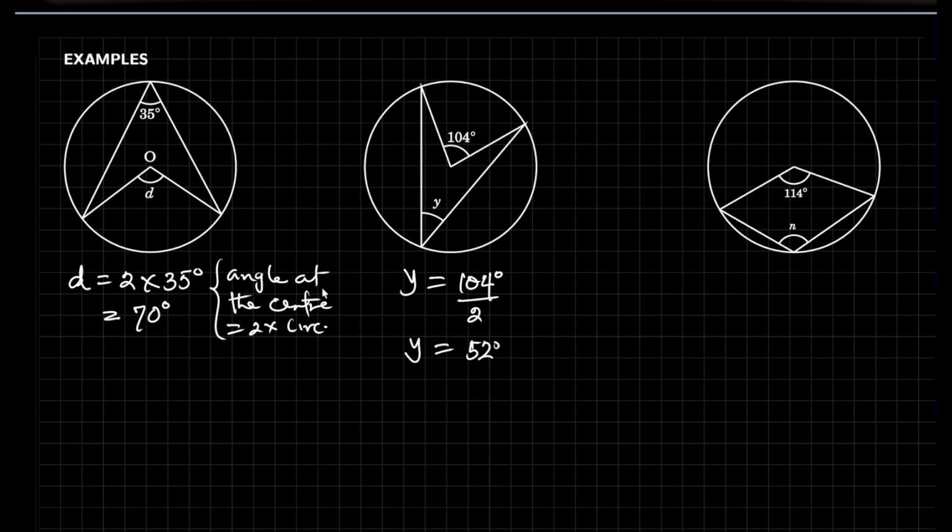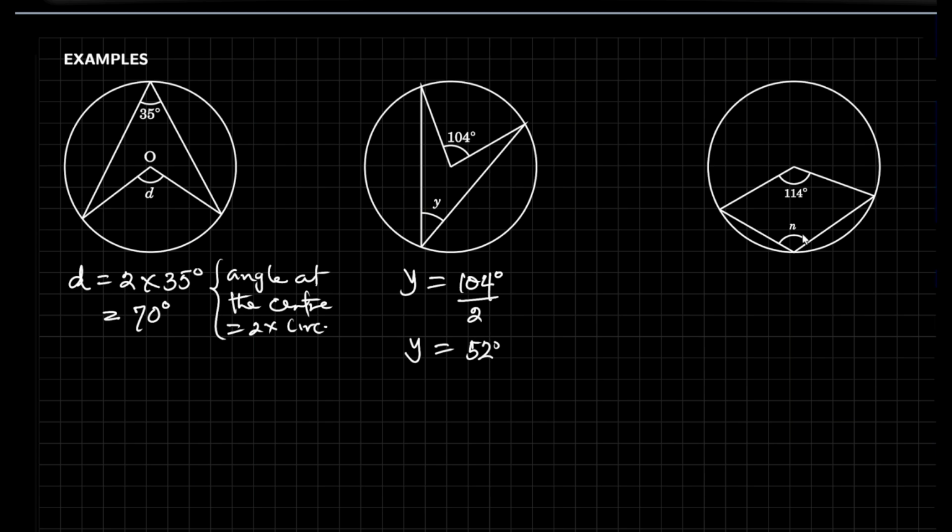The same condition applies. In the third example, we have to be careful here, because it doesn't follow exactly the same pattern as the first two that we've had. In this case, we have an angle, of course, at the center, and then we have another angle at the circumference.